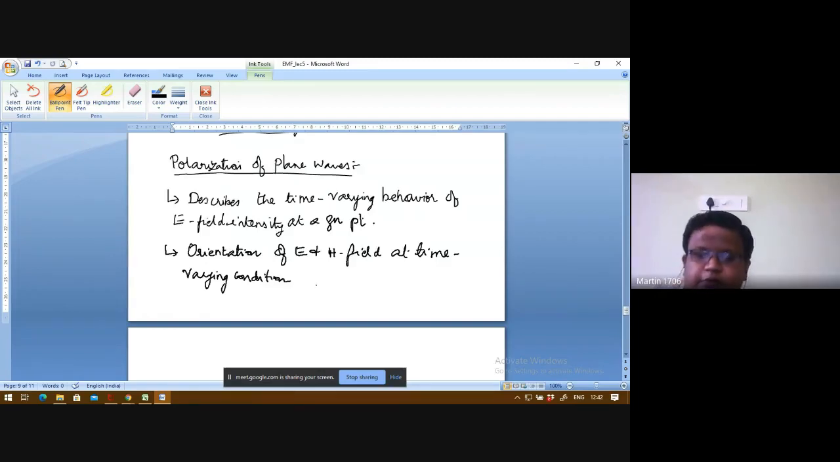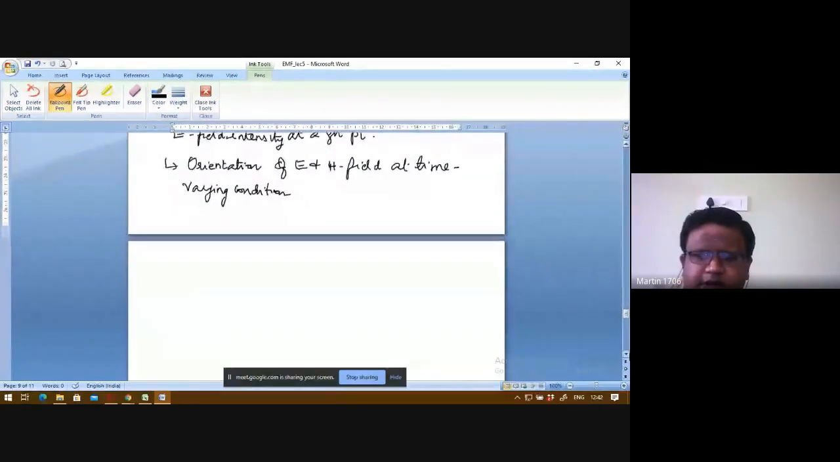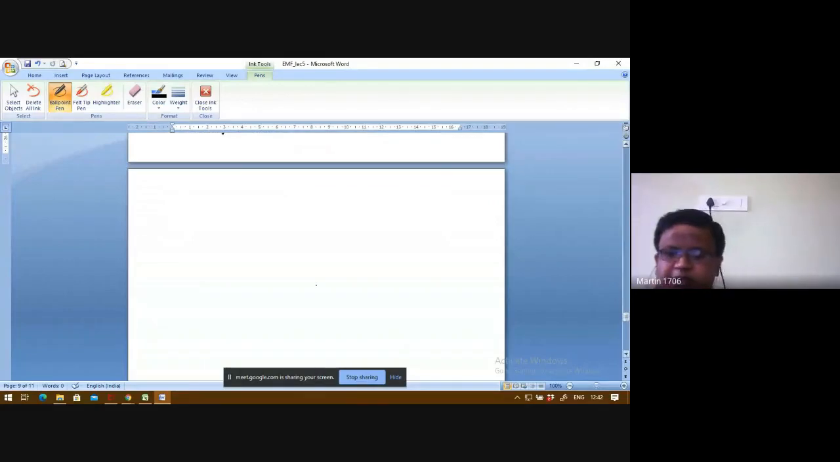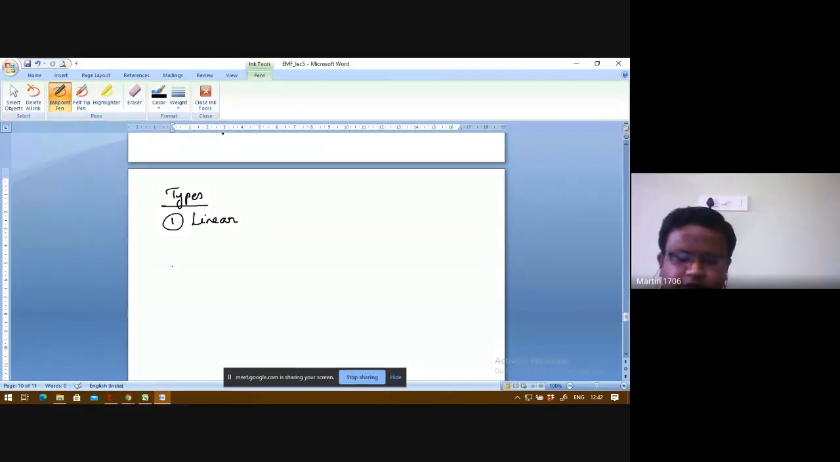There are three different types of polarization. It is a theory part only, not a derivation, it is a simple part. One is linear polarization, the second one is circular polarization, and the third one is elliptical polarization.